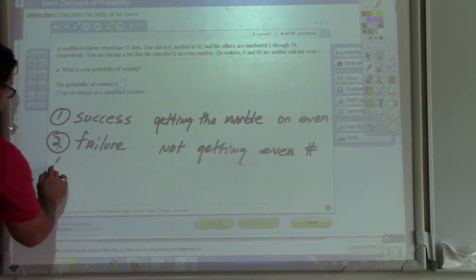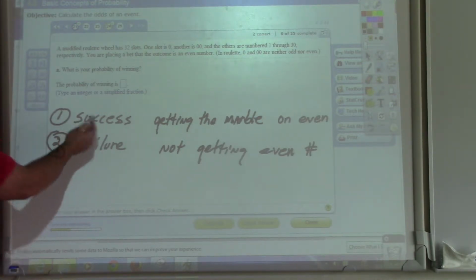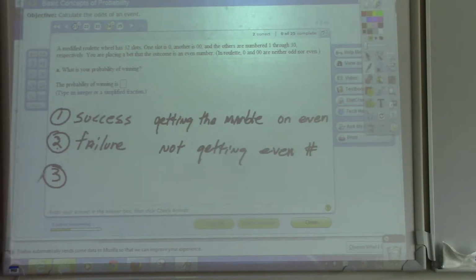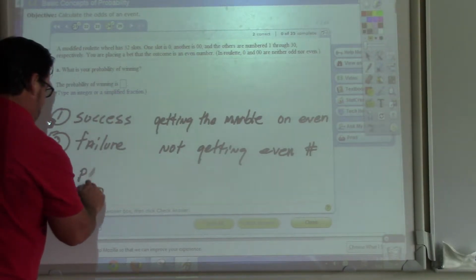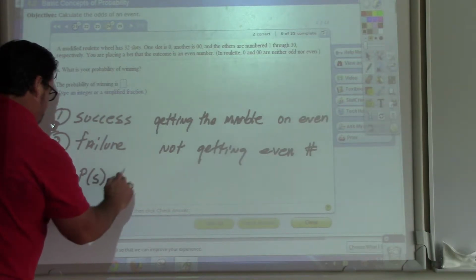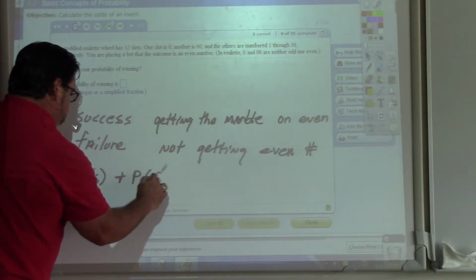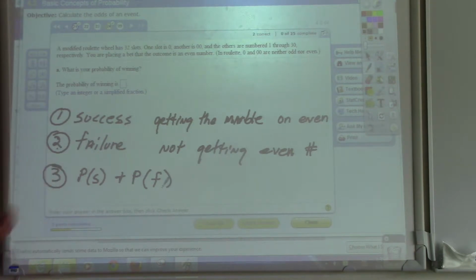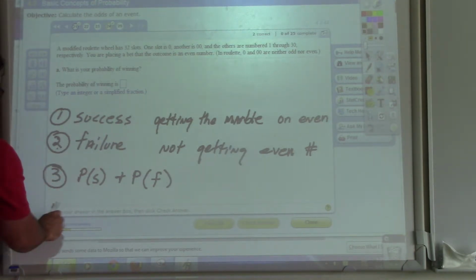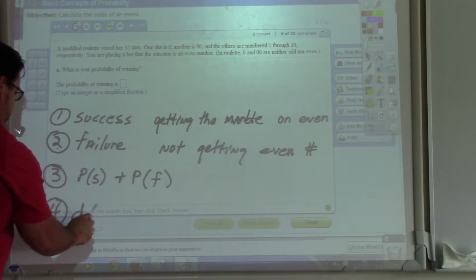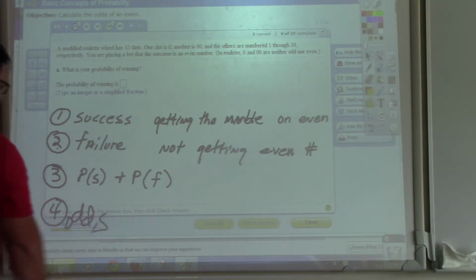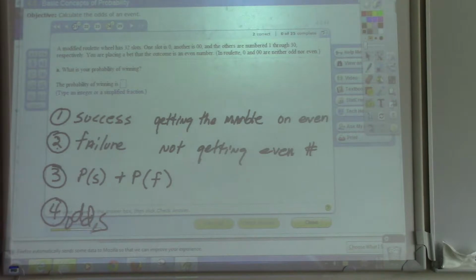Third thing we're going to do after we find out these two things is we're going to find out the probability of success and the probability of failure. And then after the probability of success and after the probability of failure, you're going to find the odds. So those are the four things we're going to be doing in this problem.